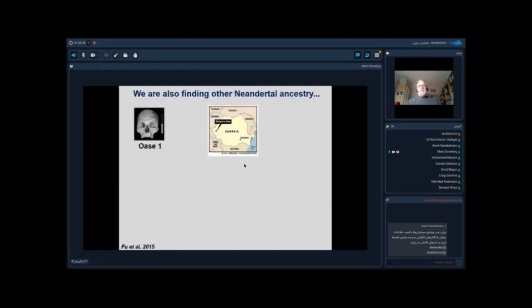We're also finding other Neanderthal ancestry. So this is a fossil called Oase 1. It's dated to about 40,000 years old, comes from this cave in Romania. It's been described as being a modern human, potentially with some archaic features. Turns out to have a whopping 6 to 9% Neanderthal ancestry compared to 1 to 2% that you would find in you or me today.